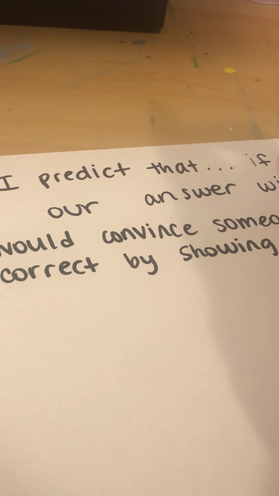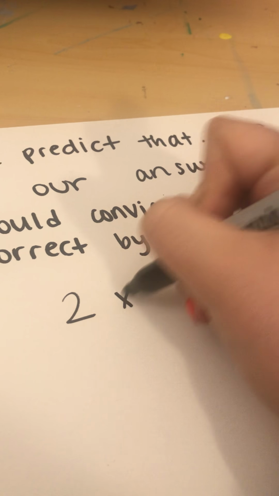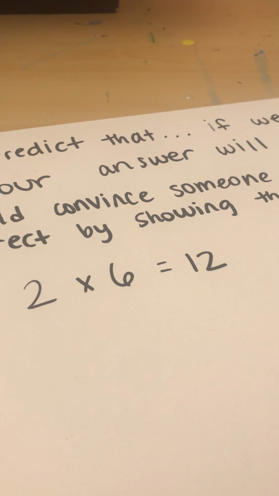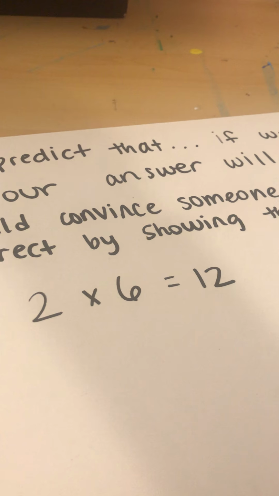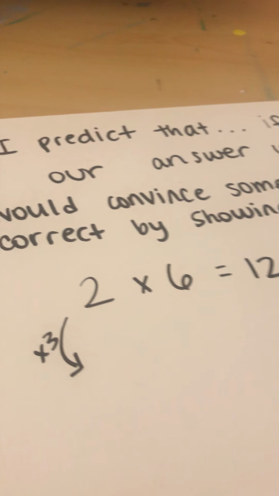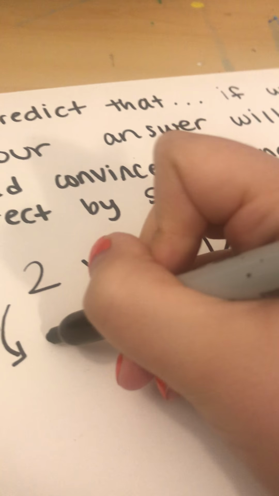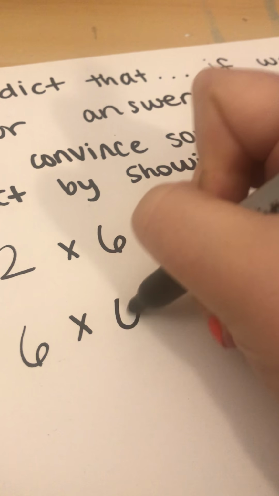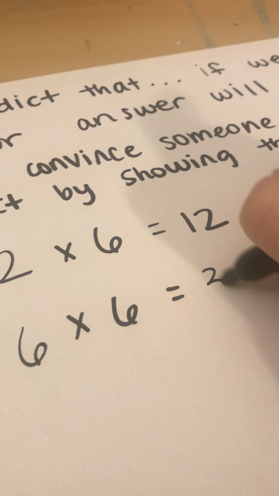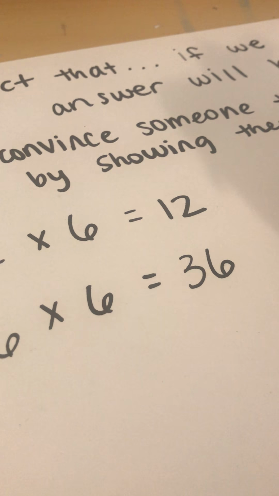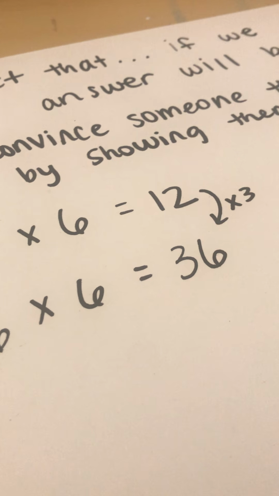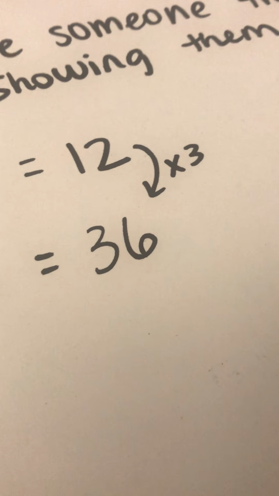So let's try out 2 times 6. So I know 2 times 6 is 12. So I'm going to pick one factor to triple, not double, but I'm going to triple it. I'm going to pick the 2. 2 times 3, that's how I triple it, is 6. And then I'm going to keep this 6. We're going to see what happens to our product. 6 times 6 equals 36. Did our product triple? Is 12 times 3 36? Yes, it is. So that's correct.